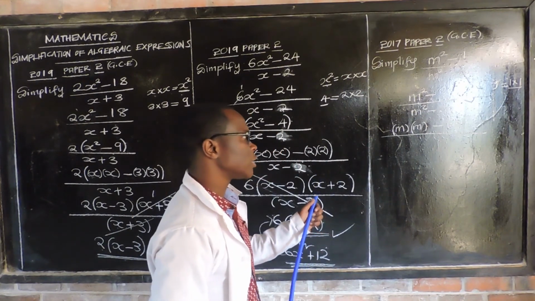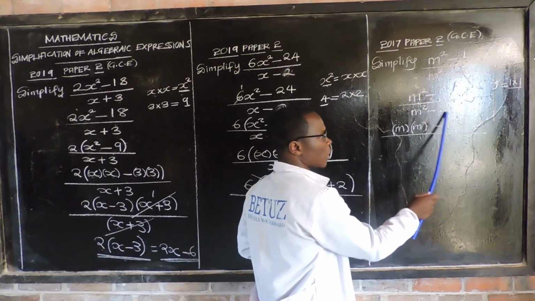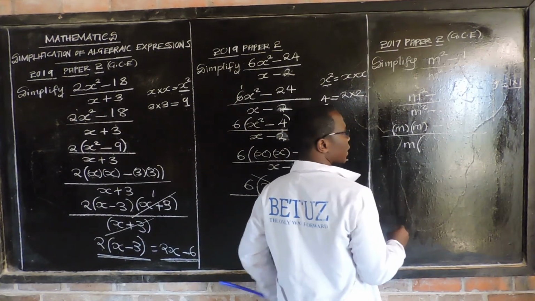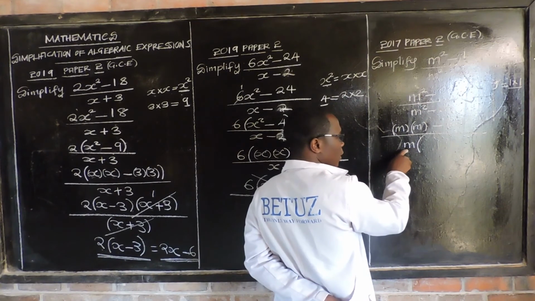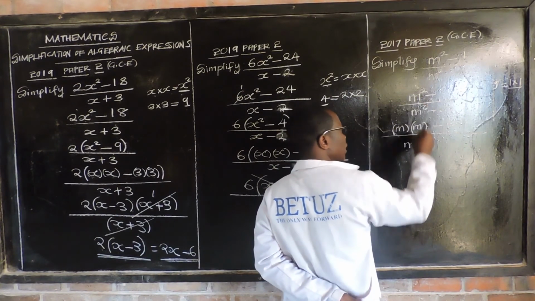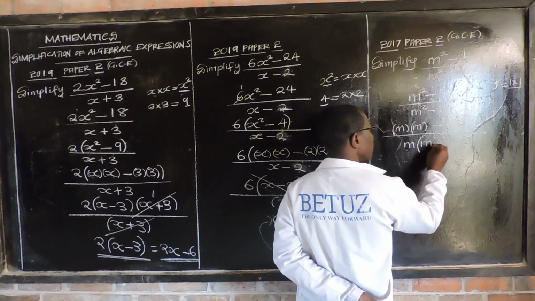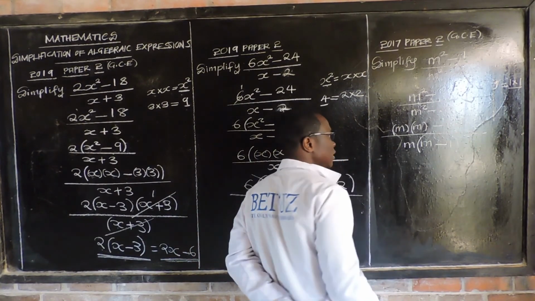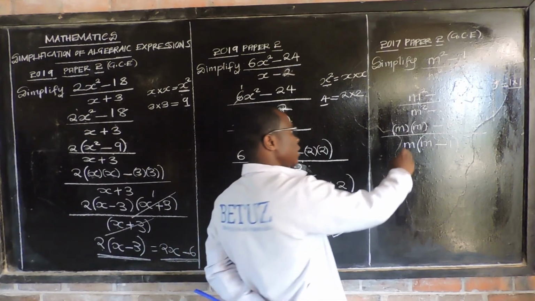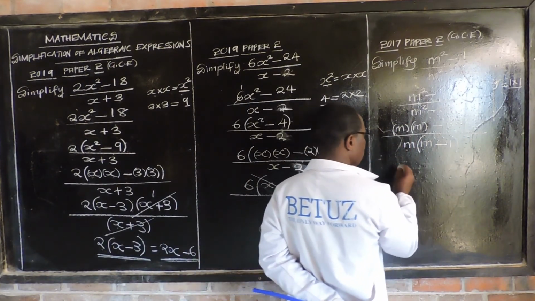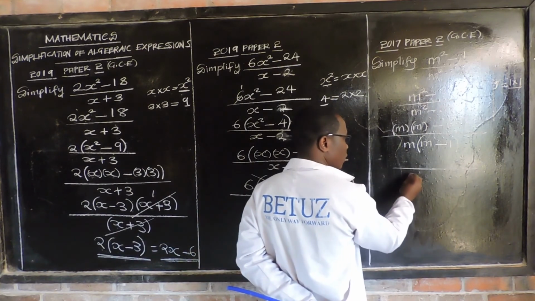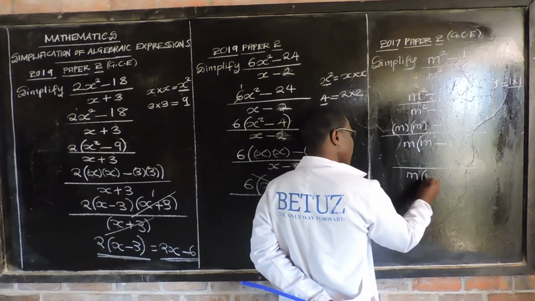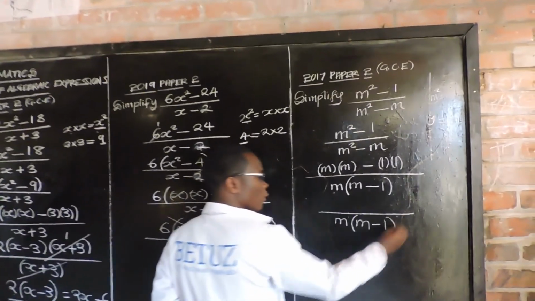How can we factorize our denominator? What is common in this case? Our common factor is m. So if the m is common, take note, then you open up the bracket. So m into m squared, the answer is m. Minus m into m is 1. So we factorize the denominator. Let us finish up with the numerator. So we maintain our factorized denominator, this one: m, open brackets, m minus 1.